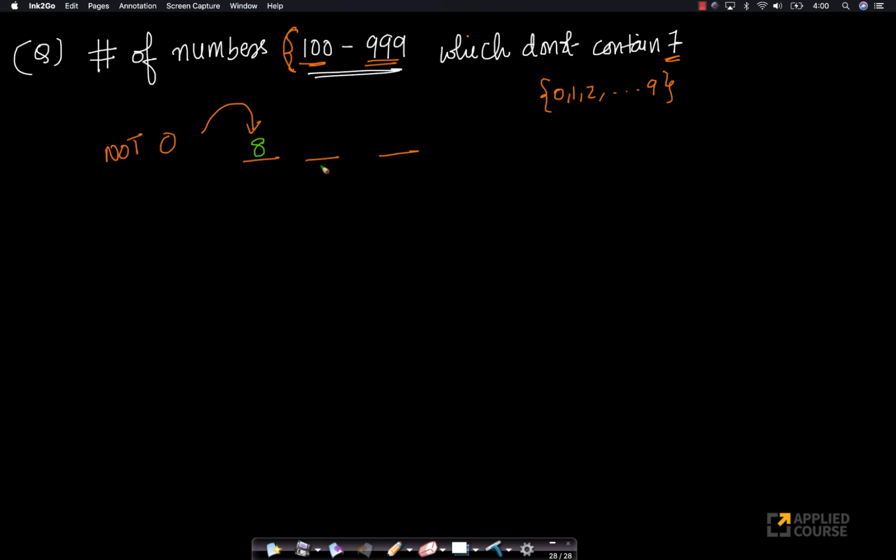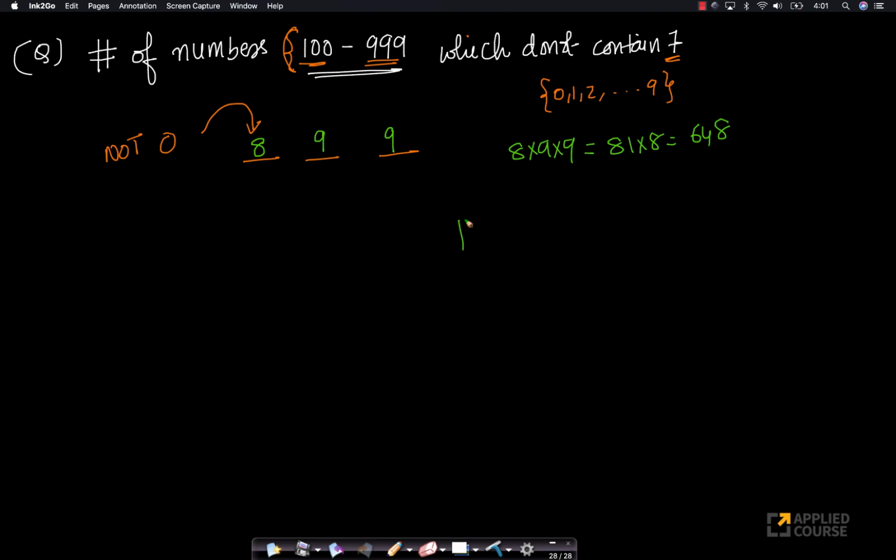In the second digit, this digit can contain a 0. Nothing stops us, right? But it cannot contain 7, which means there are 9 possibilities here. Similarly, there are 9 possibilities here, right? So how many total possibilities are there? 8 into 9 into 9. 9 9s are 81, 81 into 8 is 648.